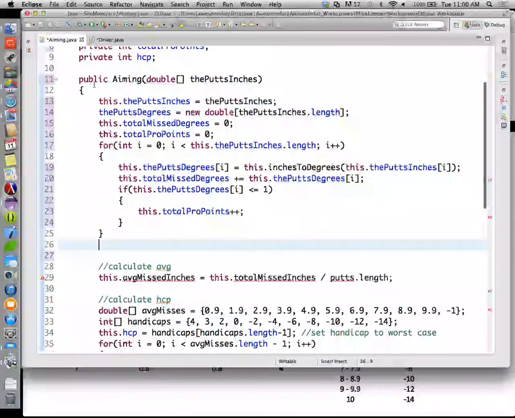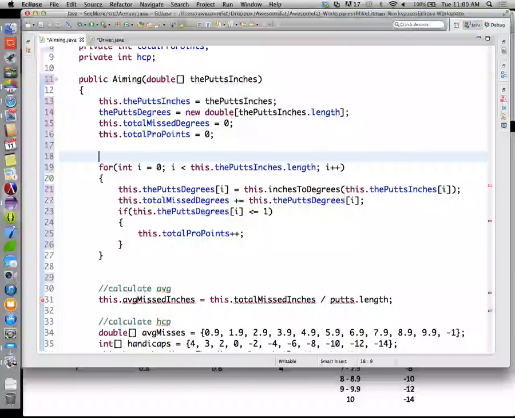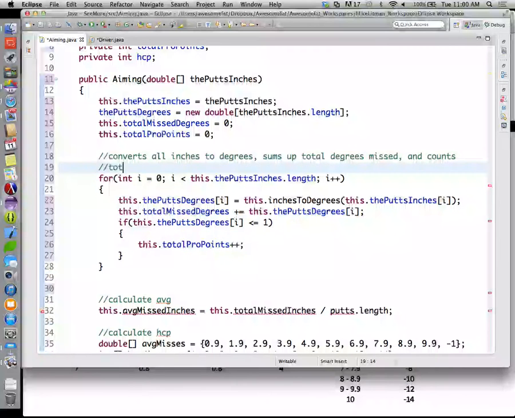So, what does this stuff do right here? This loop goes through, converts all inches to degrees, sums up total degrees missed, and counts total pro points. Make sense?